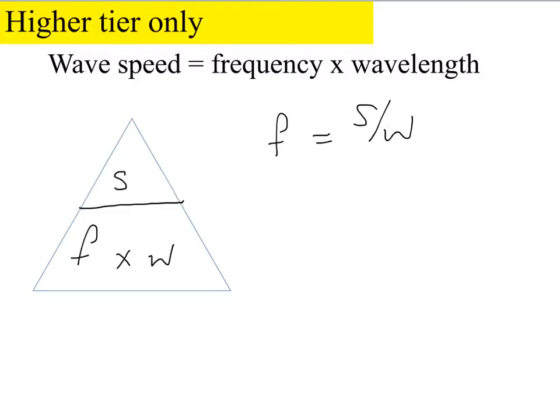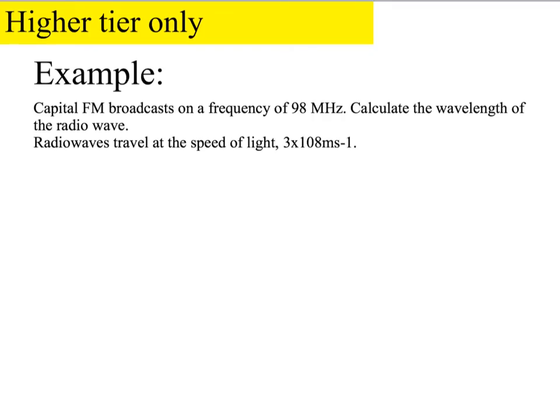And if we're calculating the wavelength, we cover that up, and we're left with speed divided by frequency. Okay, so our second example, capital FM broadcasts on a frequency of 98 megahertz. Calculate the wavelength of the radio wave. And we're told that radio waves travel at the speed of light, which is 3 times 10 to the power of 8 meters per second.